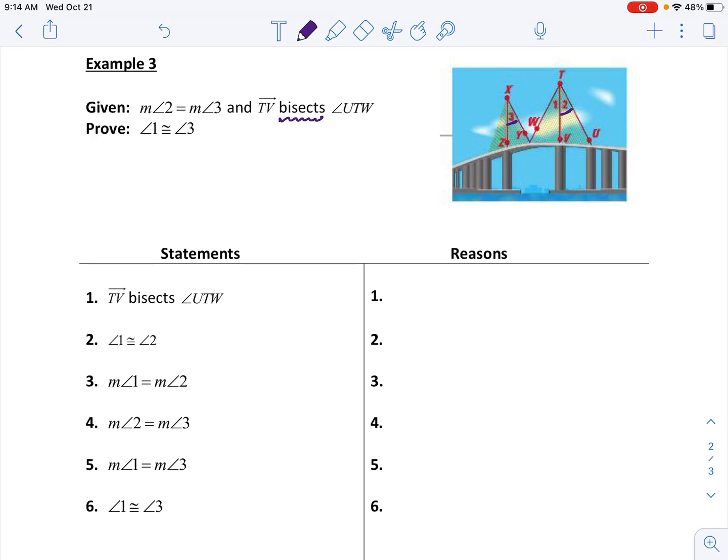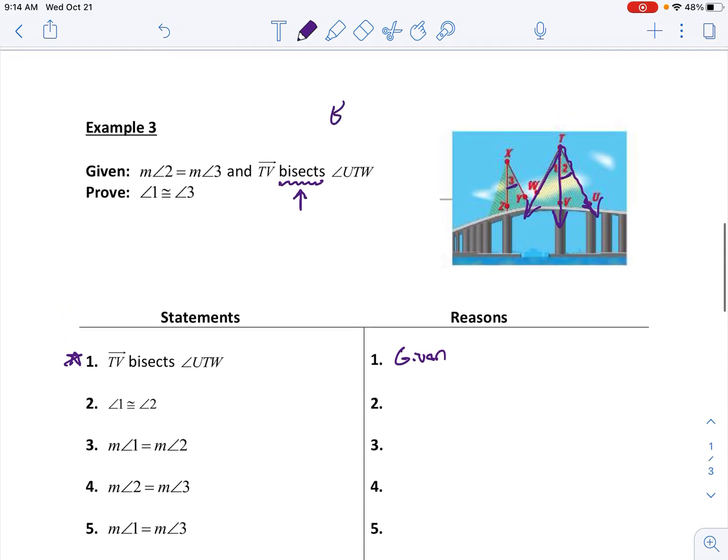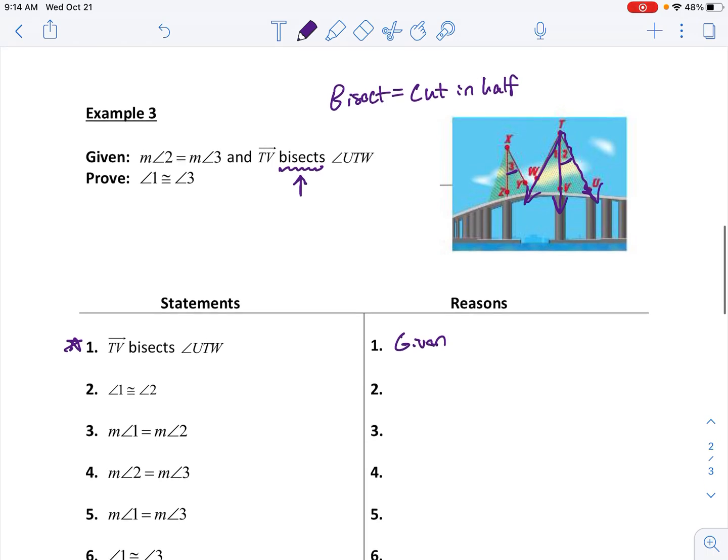And I have this word, TV bisects, and we're going to have to know what this means, so we'll talk about it in a second. And that's actually what they start with. You'll see here, TV bisects angle UTW. That is given. And let's talk what it means. Here is UTW, this angle up here. And it says TV is bisecting it. Bisect, remember, maybe we'll put it up here, bisect. I like you guys to think of it as cut in half. If I'm cutting an angle in half, I'm getting two smaller and equal angles.